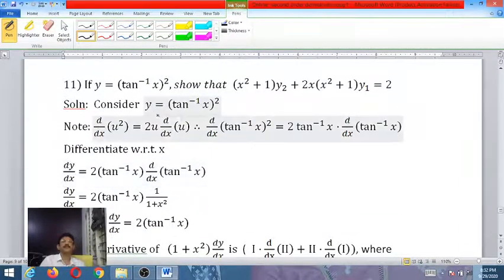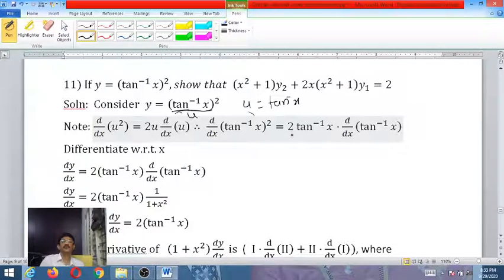So this is also an important problem. y equals tan inverse x whole square. Simple problem. We have to prove this result. Take y equals tan inverse x whole square. Now this tan inverse x is considered as u. What is the derivative of u square? It is 2u into the derivative of u. What is u here? We took u as nothing but tan inverse x.